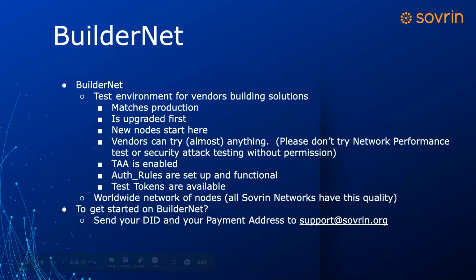This is kind of the final slide. Essentially, if you want to start setting things up and do stuff on the BuilderNet, right now you need to send us your DID and your payment address. DID and VER key go together, and we can get you set up, and you can start without setting up your own stuff like I just went through. You can start trying some things on the BuilderNet, and that's what it's there for.